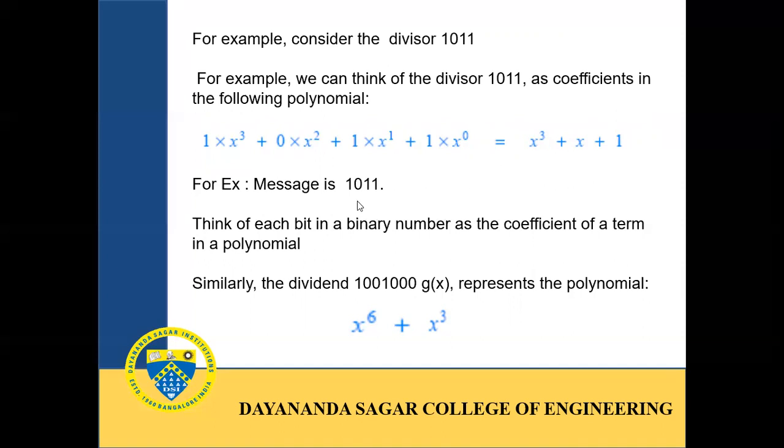Similarly, for the dividend, suppose the dividend is this one. When you convert it into a polynomial, we get x to the power of 6 plus x to the power of 3.